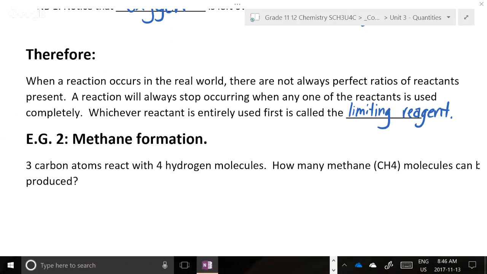So when we say limiting reagent, it just means the reactant that we run out of. Limiting makes sense, right? It limits how much you can produce. So the limiting reagent is just the reactant that runs out first.